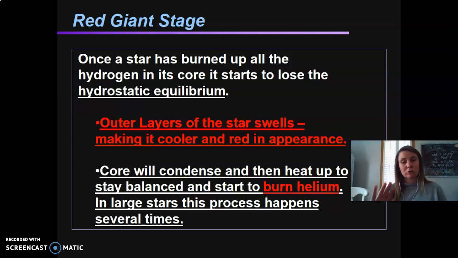In large stars, this is going to happen many, many times. So it will stay and keep fusing different elements. It will press down, fuse that element, swell up again, and then press down, and then fuse together another element. It keeps going through this process. Whereas a smaller star like our sun will probably only go to helium, maybe to carbon or lithium, and then it's done.